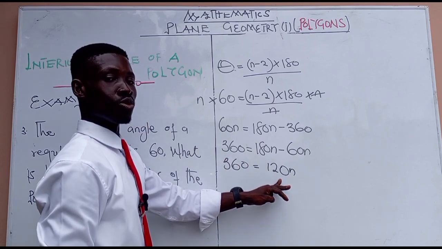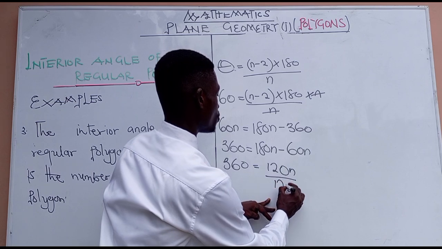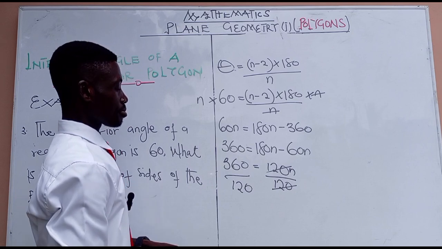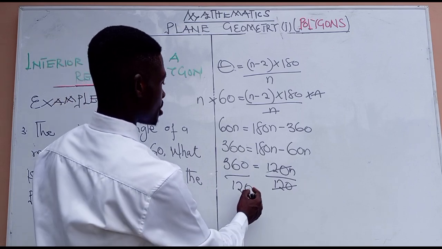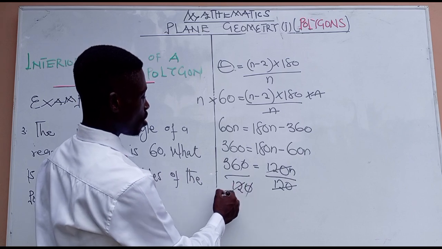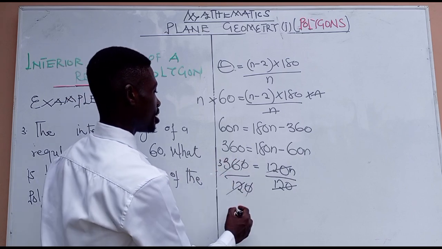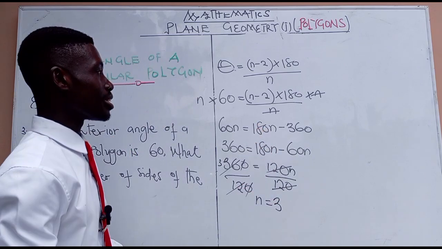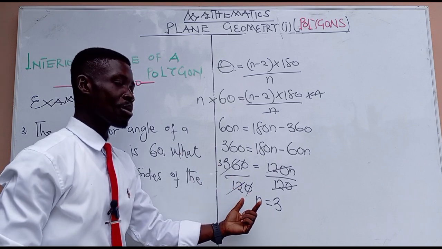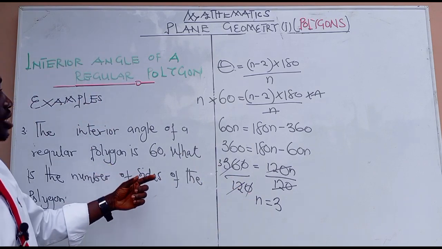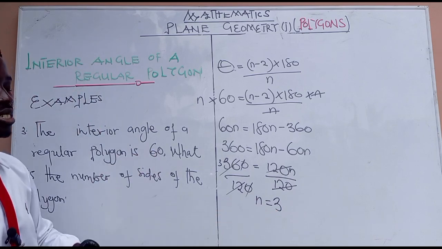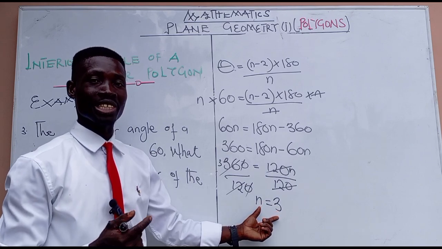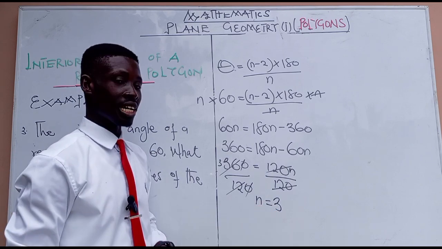So we have 360. We are looking for n, not 120n. Divide both sides by 120. 120 and 120 will go. Now 0 cancels 0. 12 into 36, we have 3. So you can say that n is equal to 3. Therefore, the interior angle of a regular polygon with 3 sides is 60 degrees. And I believe you had 3 sides. Good. And the name of this polygon is called an equilateral triangle. Very good.